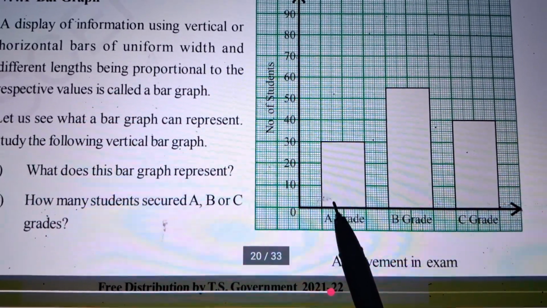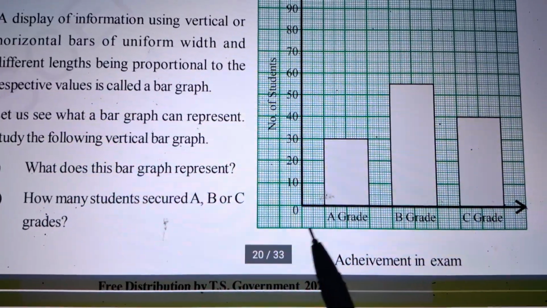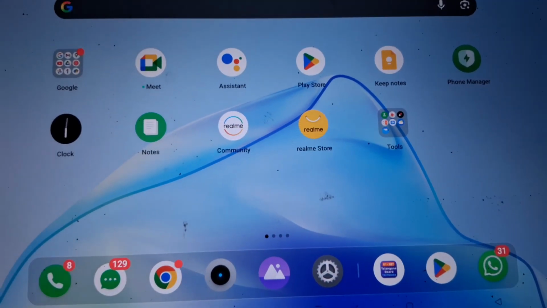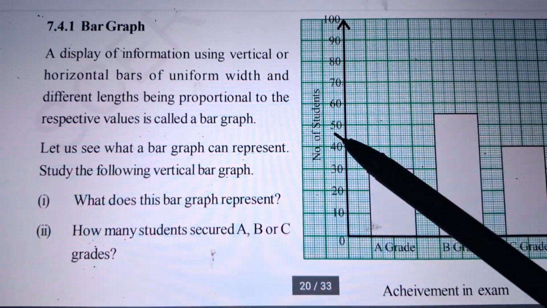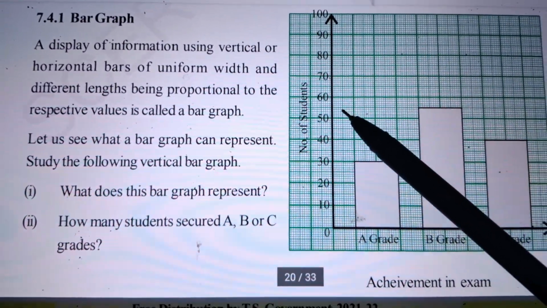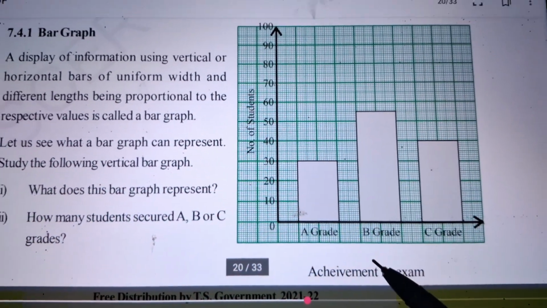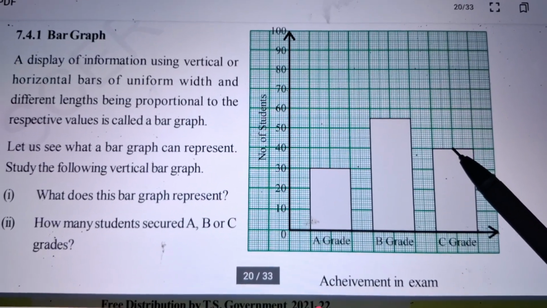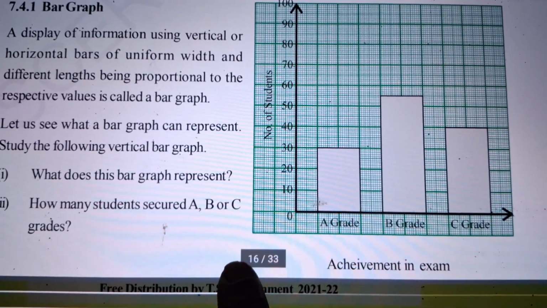A grade, how many students have secured? 30 students have secured A grade. And B grade, how many have secured? See, this is 50 and this is 60. In between them, this is 55 students secured B grade. And how many secured C grade? See children, 40 students secured C grade. So this answer you can write in this way.